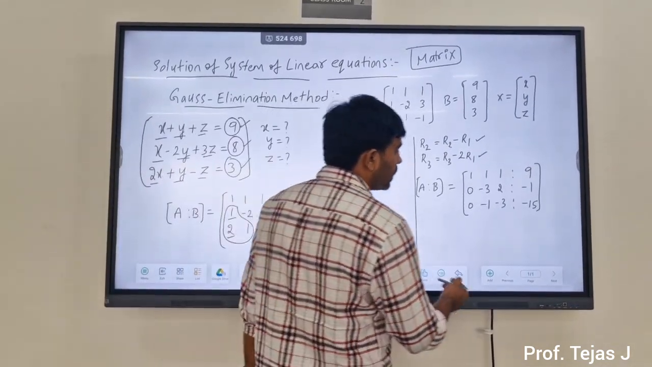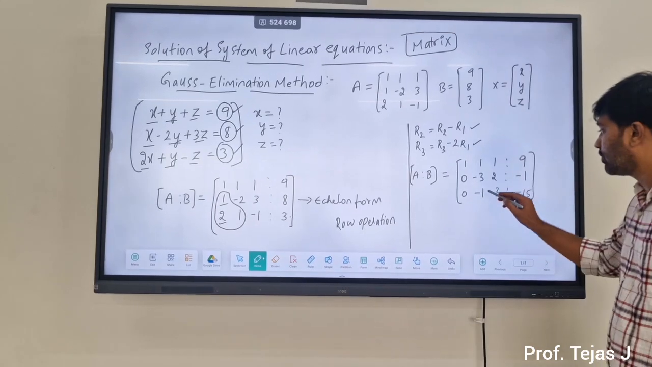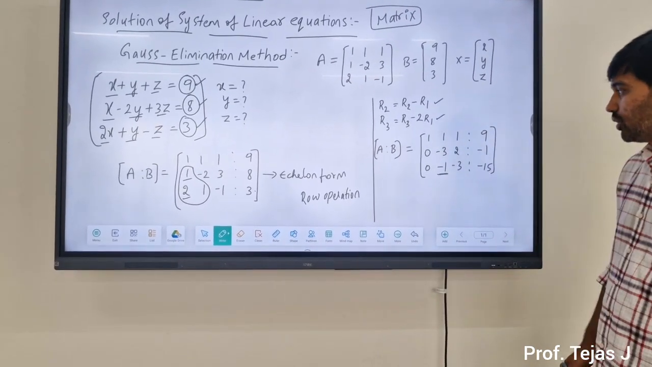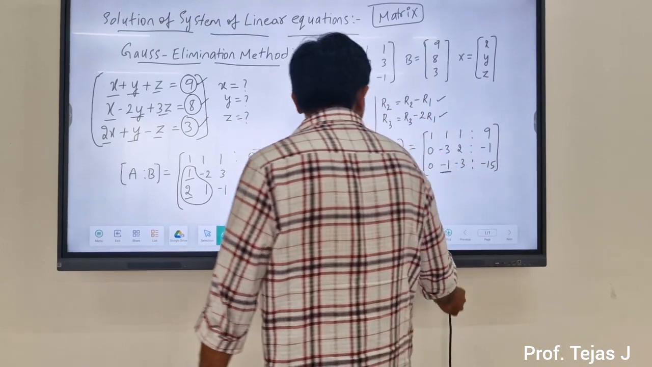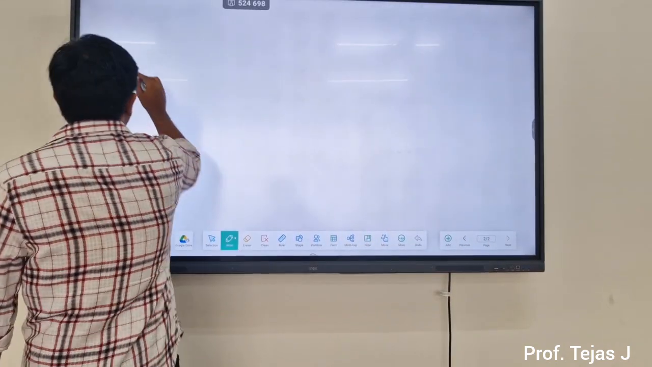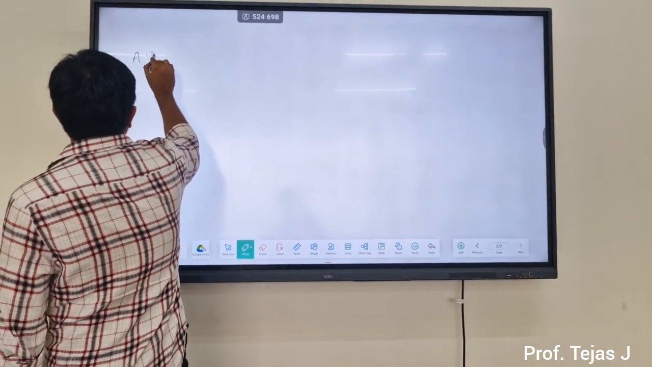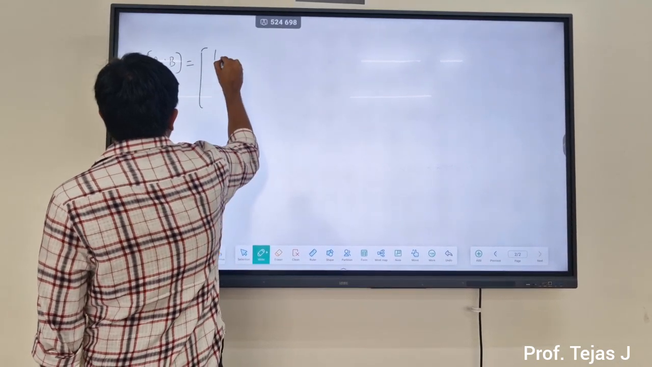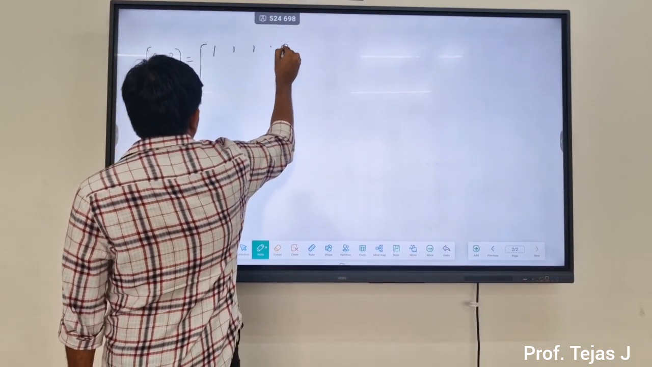Now, what is the other element which we have to make into 0? We have to make this -1 into 0. So continuing from that, let's rewrite the augmented matrix, which has the values 1, 1, 1, 9.